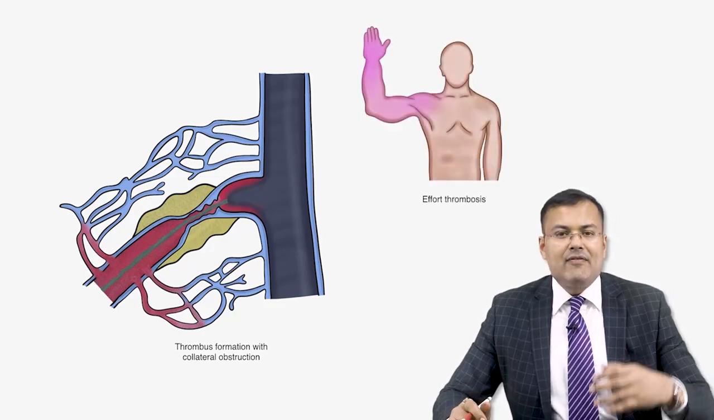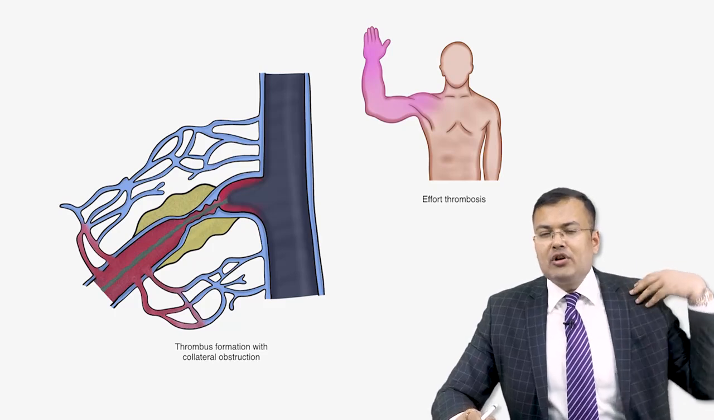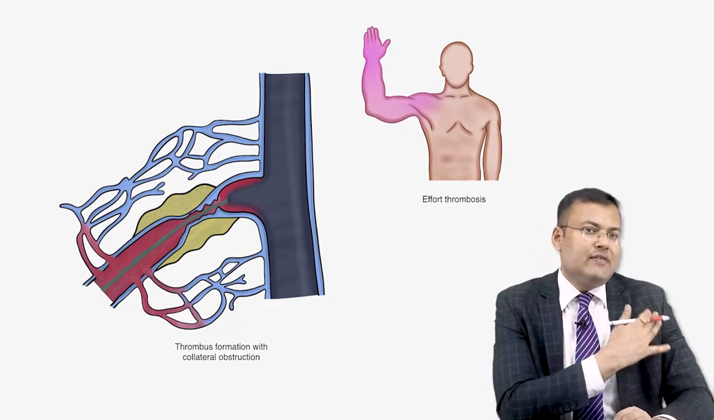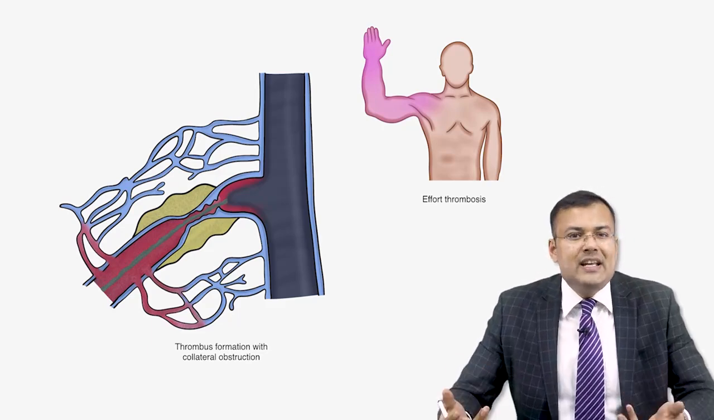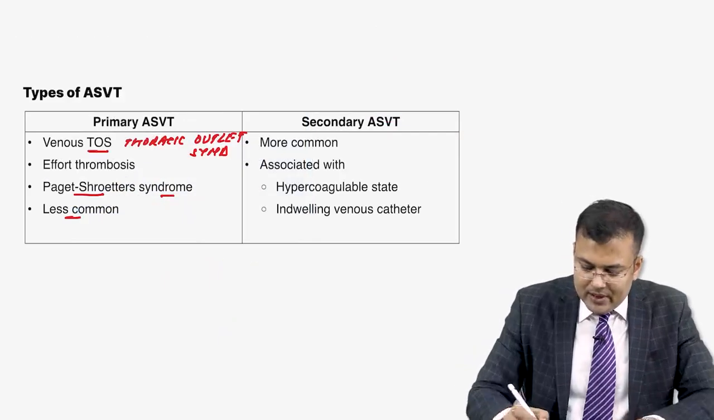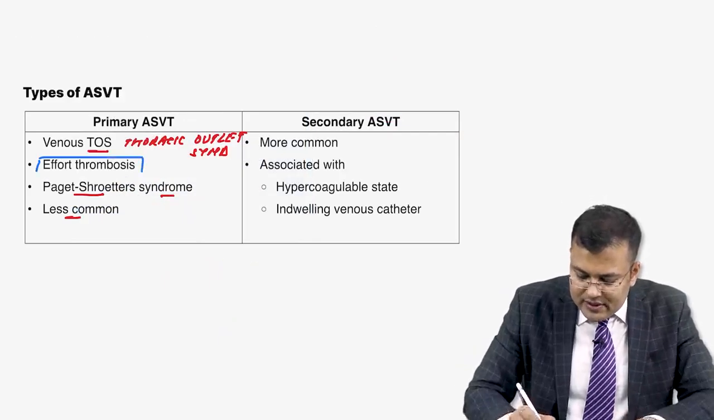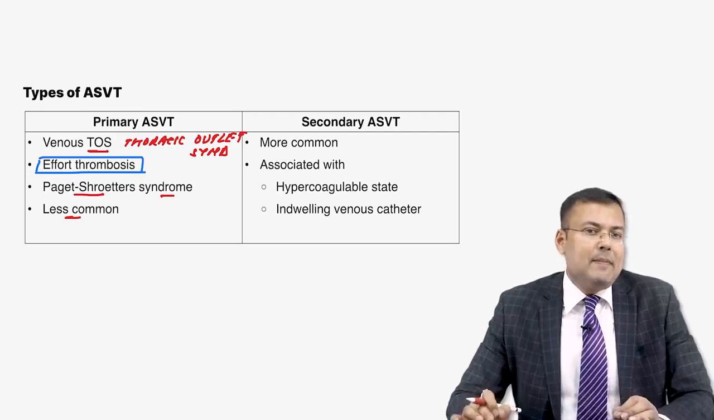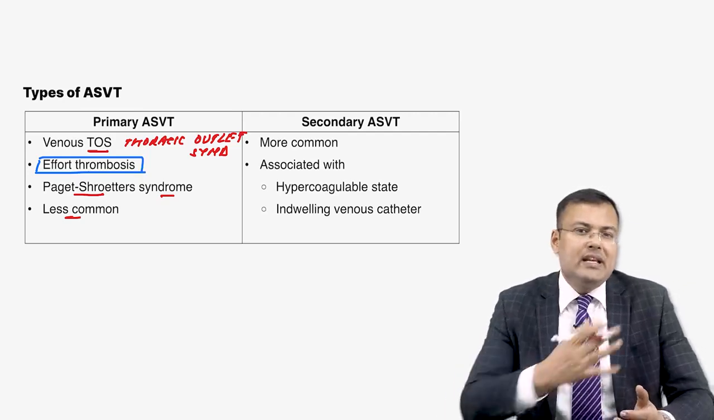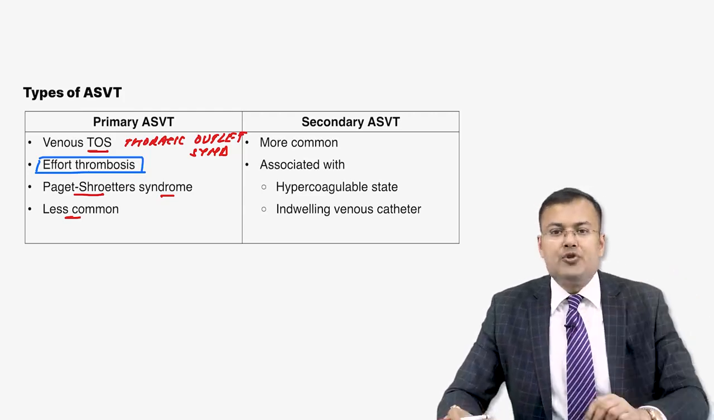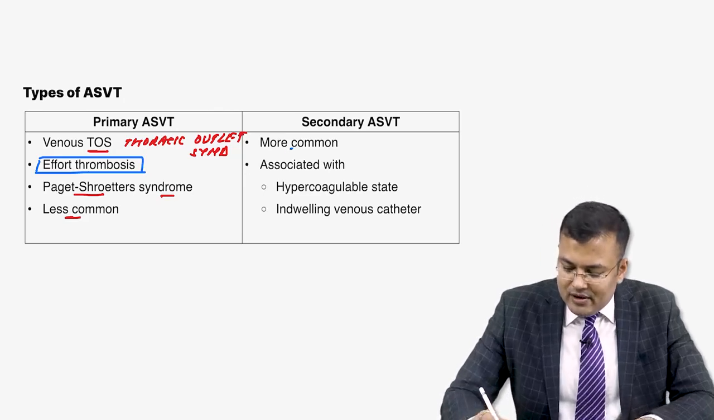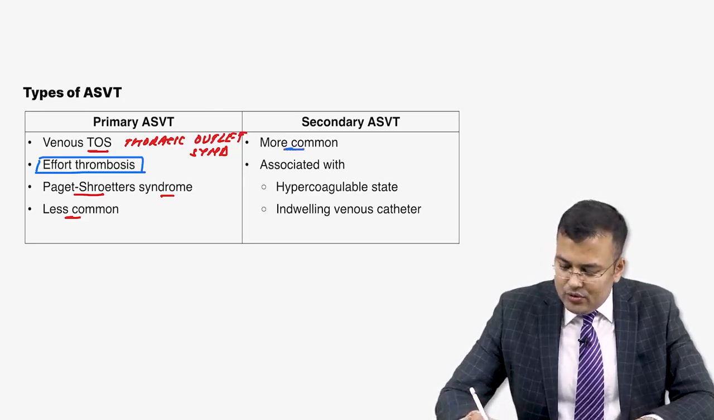Because the vein is occluded, obviously there is collection of deoxygenated blood, and what will happen? There is bluish discoloration, there is edema, there is pain. So I'm repeating, this is known as effort thrombosis. Why? Because there is damage of the subclavian vein between the clavicular head and first rib whenever there is some kind of repetitive motion. Now, secondary ASVT, more common, is secondary to a hypercoagulable state and indwelling venous catheter.